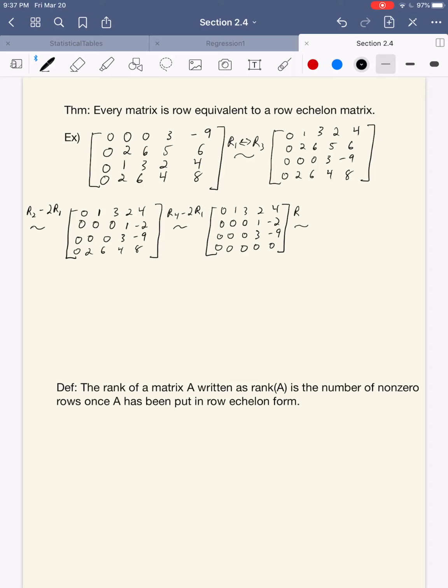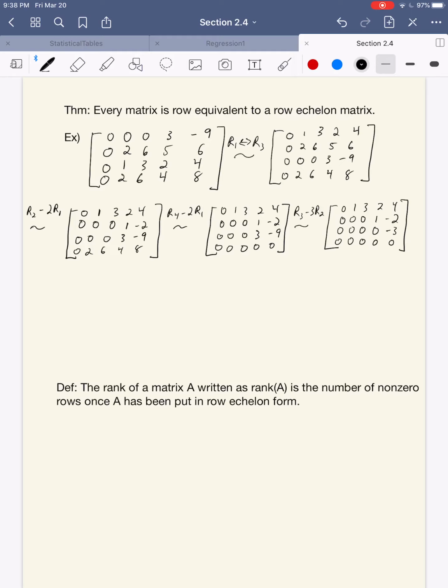That'll be by doing row 3 minus, it looks like 3 times row 2 to help us remove that 3 there. If we do that, we should get 0, 1, 3, 2, 4, then 0, 0, 0, 1, negative 2, and then we should get 0, 0, 0. And if we do this, looks like we should get 3 minus 3 times 1, so that's going to be 0. And then negative 9 minus, let's see, 3 times negative 2. So that sounds like negative 3 overall. And then 0, 0, 0, 0, 0. All right, so there we go.